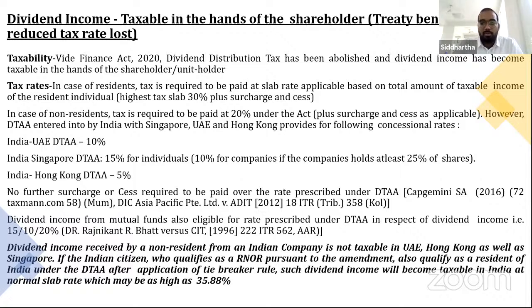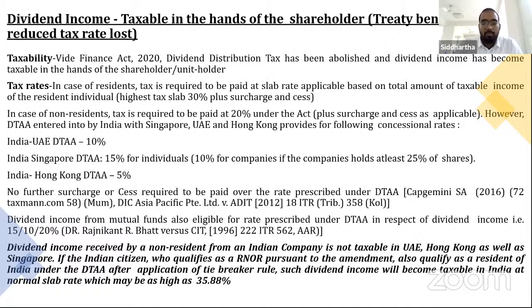So let us suppose in the India-UAE DTAA, the rate prescribed for dividend income is 10%. But in India it is 20% as per the Income Tax Act, so we have to evaluate which is beneficial. Obviously 10% is beneficial, so the 10% rate will apply as per the DTAA.